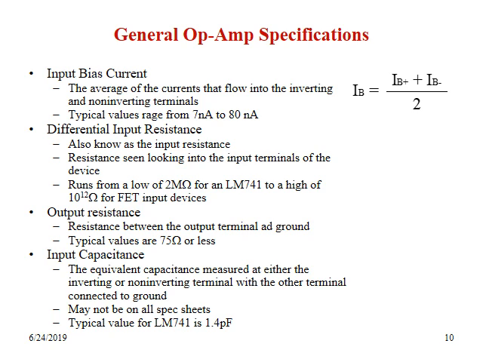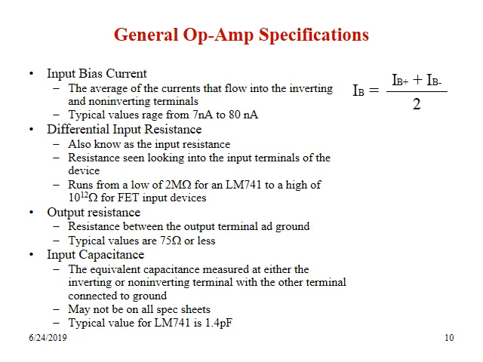Input bias current is the average of the currents that flow in the inverting and non-inverting terminals. Again, that is in the range of a few nanoamperes. Input resistance is nothing but the resistance looking into the input terminals of the device. It is in the range of mega ohms. Output resistance is between the output terminal and ground. Typical values are 75 ohms or less.